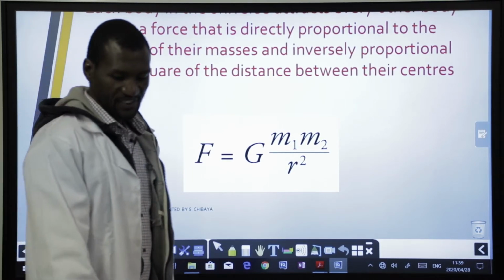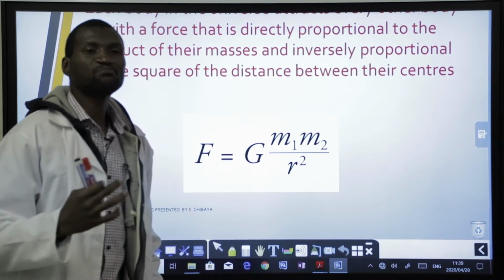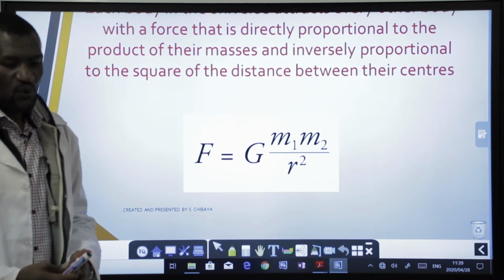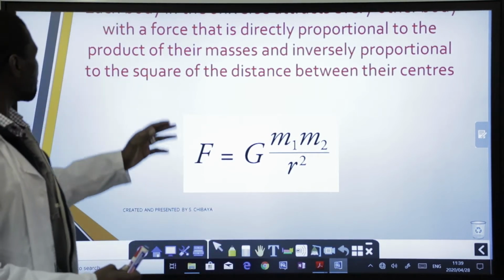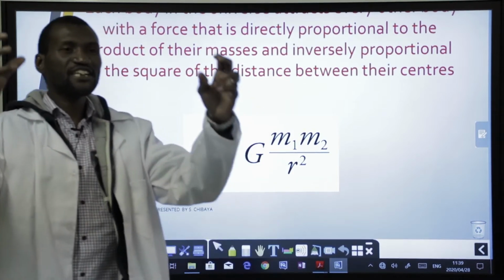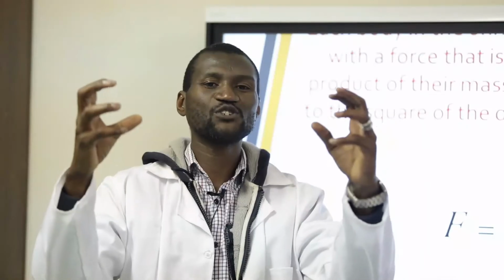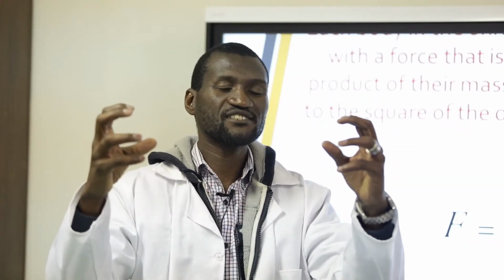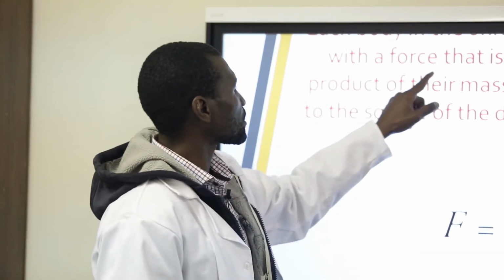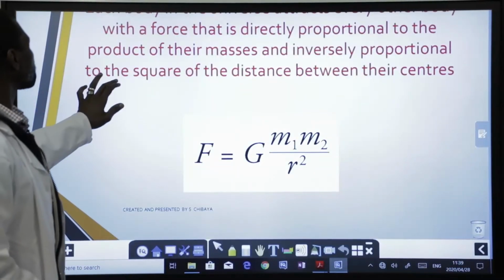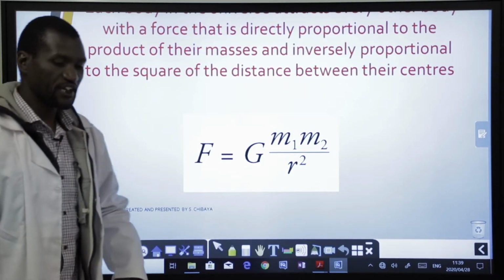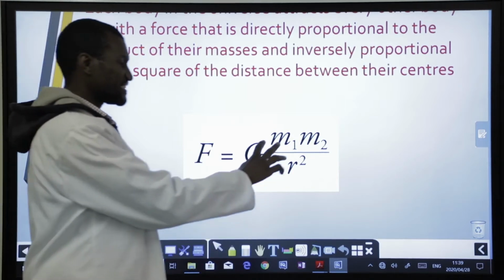Newton's law actually states that each body in the universe attracts every other body. So let's say we've got two balls in the universe. They attract each other with a force that is directly proportional to the product of their masses and inversely proportional to the square of the distance between their centers.